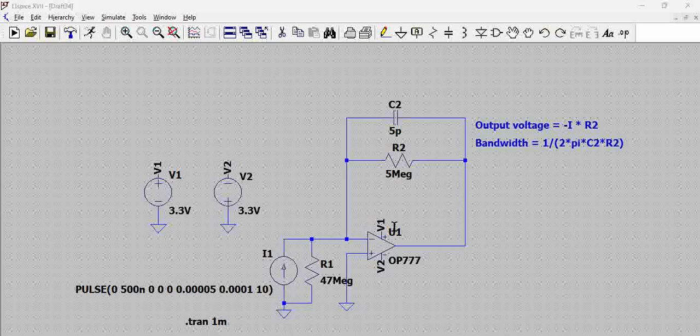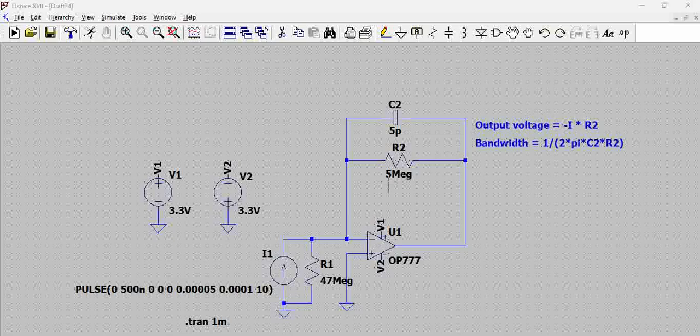Now for this we have an op amp, and the op amp basically acts as an amplifier here, and this is a dual voltage op amp, OP777, where to the positive terminal we have given plus 3.3, and to the negative terminal we have given minus 3.3. That means the entire swing that is possible for this particular op amp is minus 3.3 to plus 3.3, and then the output of this particular op amp is determined using this formula, which is I into R2.